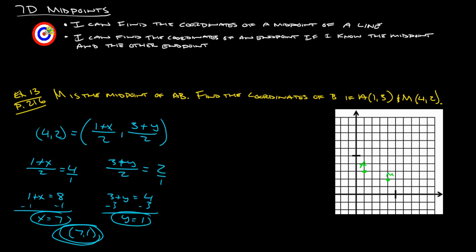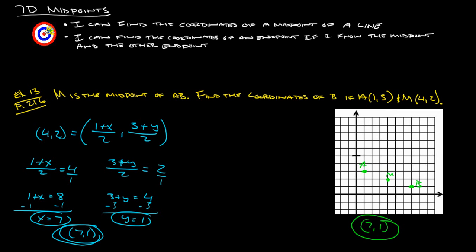So if you think about it, if you have to go down 1 and over 3 to get to the midpoint, you'd have to go down 1 and 3 more over to get to the other endpoint, which we'll call B. And if you look at the coordinates of that, that is 5, 6, 7, 1. So that is (7, 1) as well, which you'll notice matches our original one over there.